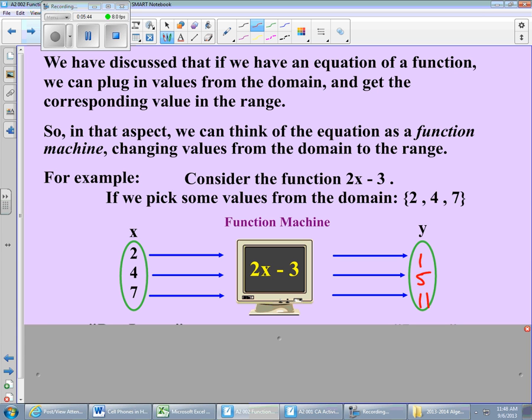So this is how the independent-dependent relationship works. Everything that the y does depends upon the value for x. That's why the x-axis is independent, and the y-axis is dependent.